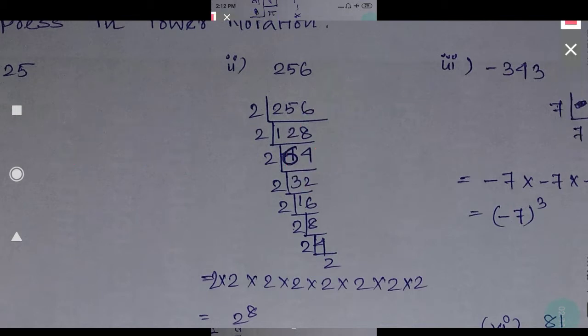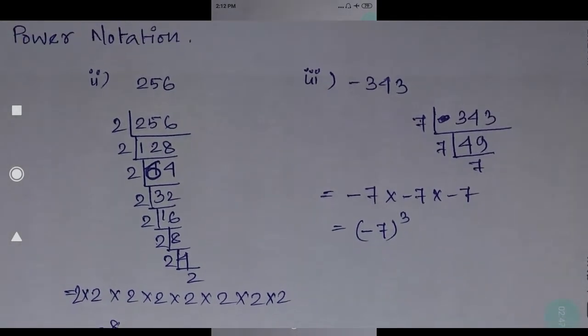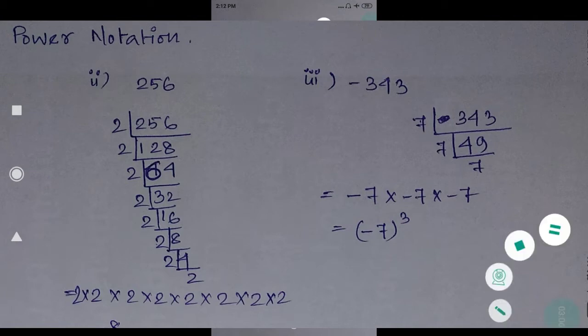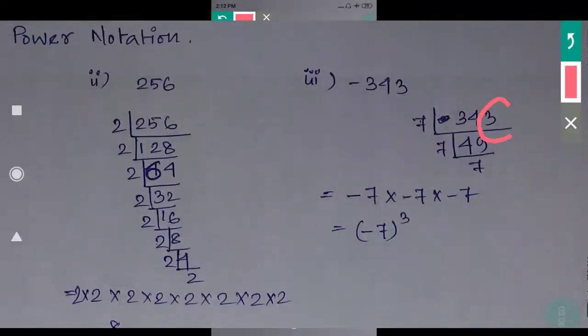Okay, now see this question, minus 343. This one also you have to write in the form of power notation. 343 is given, so you have to find the factors of 343. By what number will it be divided? If you try by 2, it is not divisible by 2. Why? Because the last digit of 343 is 3, which is an odd number. So it will not be divided by 2. Now let's try with 3.